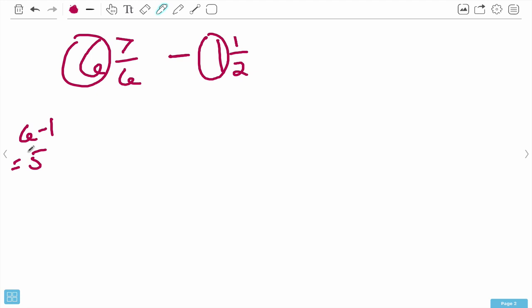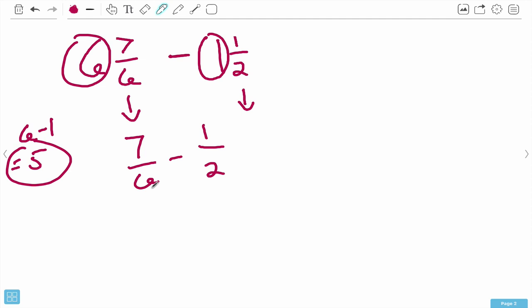So now we can work on our fractions. 7 over 6 minus 1 over 2. Remember, lowest common denominator. 2 goes into 6. So the lowest common denominator, again, is going to be 6. So we're going to multiply this one times 1 to get 6. We're going to multiply this one by 3.